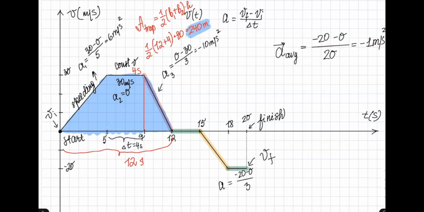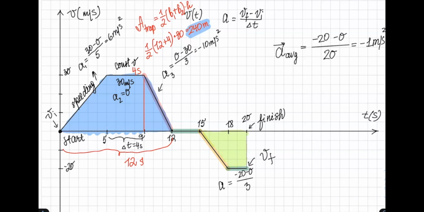And then if you look at the second part, that is also a trapezoid, or you could have split it into a triangle and a rectangle. That's up to you. I'm just going to treat it as a trapezoid. And that trapezoid is looking down. It is under the x-axis, so that displacement is negative. It's in the opposite direction.